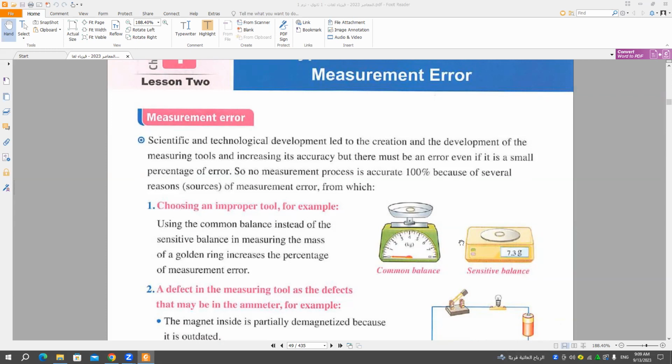What do you need if you want to measure the length of a pencil? You will use a meter tape or a ruler. I will use a ruler. To measure the length of the room's side, we will use a graduated tape. So the measurement error, number 1, its reason may be choosing improper tools.